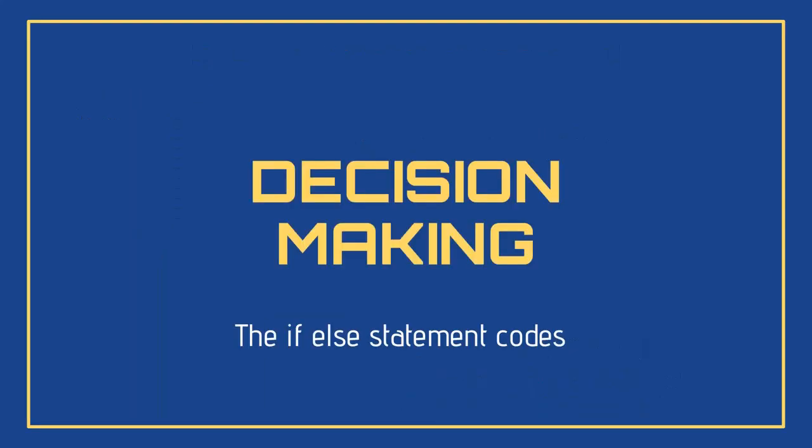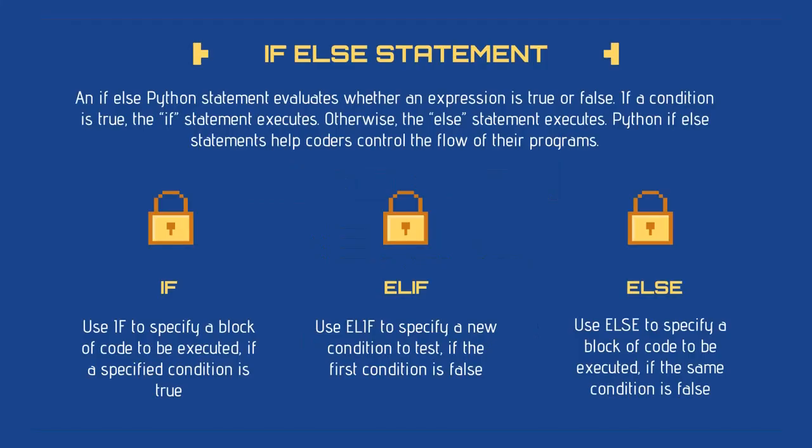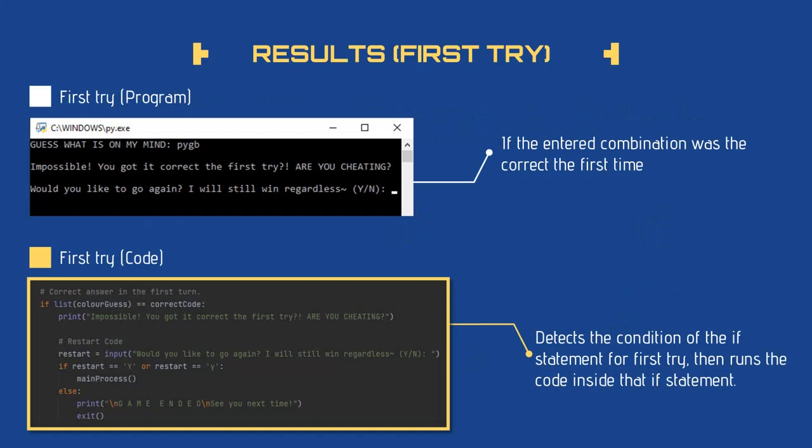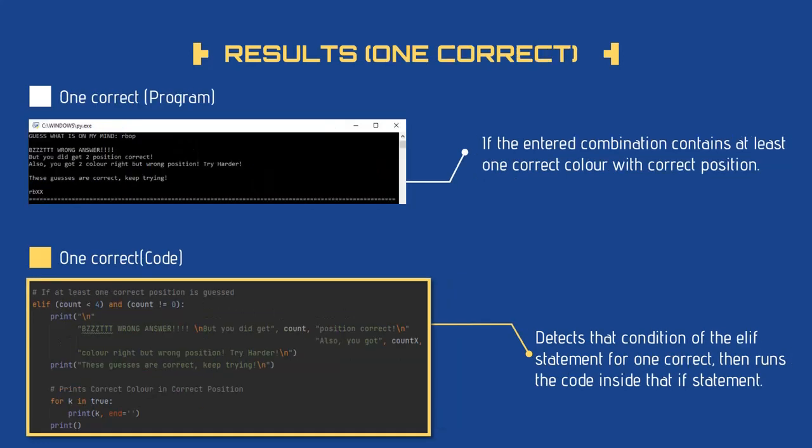So, moving on, we will be talking about decision-making codes. The if-else Python statement evaluates whether the expression is true or false. If a condition is true, the if statement executes. Otherwise, the else statement executes. The first if statement is the first try result, which comes out if the entered combination is the correct combination during the first try. The next if statement is the one correct result, which executes if the entered combination contains at least one correct color in the correct position. This result will print out the count, countx, and True value that were mentioned before.